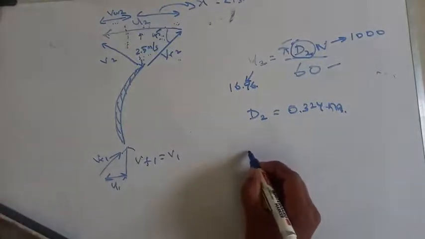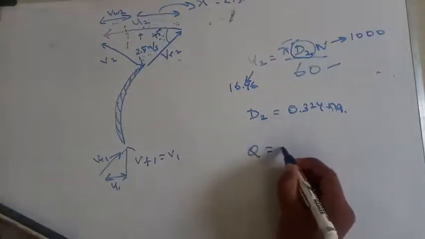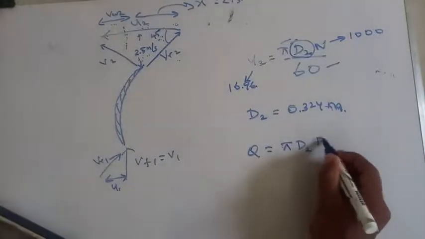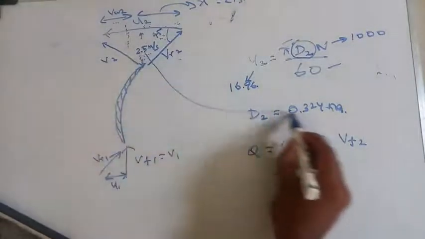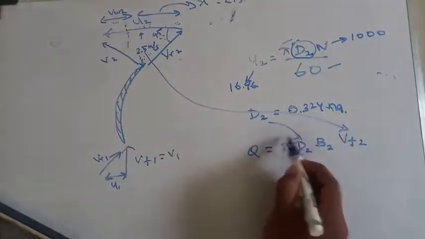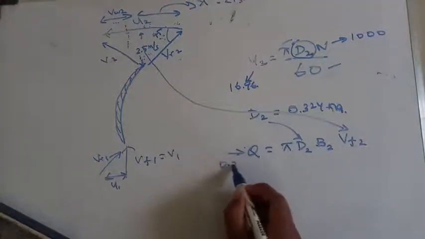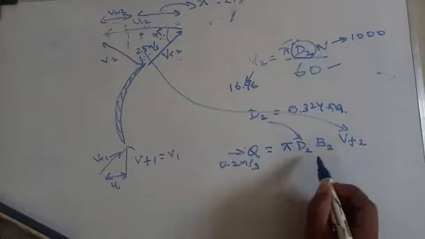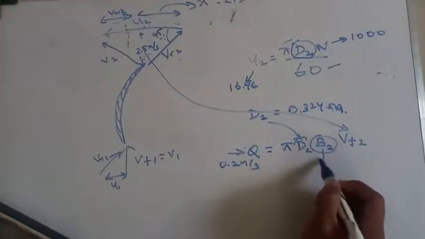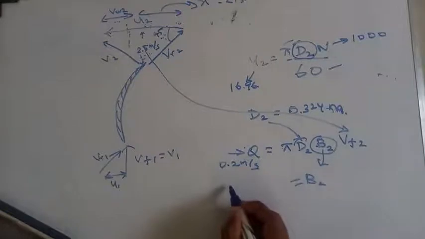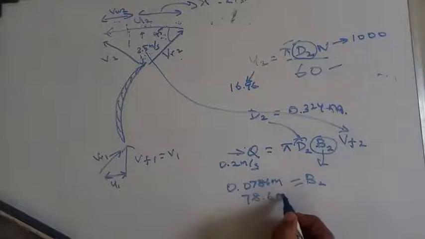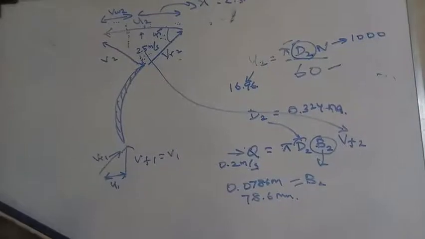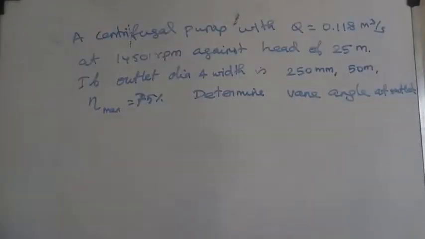Then another question asked is the breadth at outlet. For the breadth at outlet, I have to use the discharge formula. Discharge is equal to pi d2 b2 into vf2. I know vf2 is 2.5, I know d2, and the discharge is given as 0.2 meter cube per second. If I substitute everything, the only unknown is b2. That b2 will come as 0.0786 meter or 78.6 mm. This is the second problem we discussed in this concept. This is one of the simple problems.